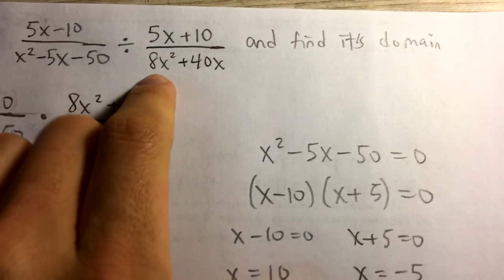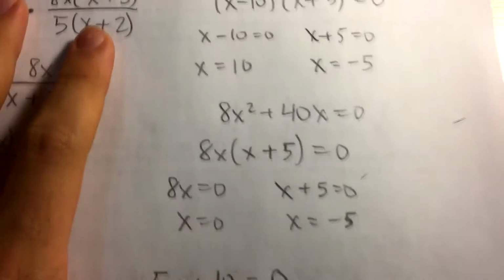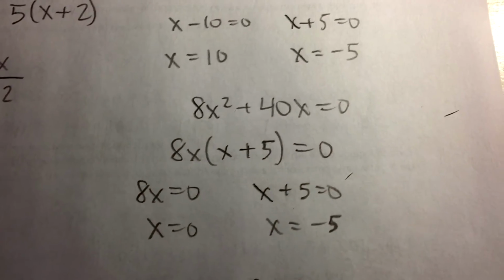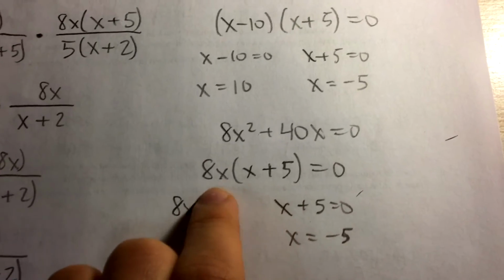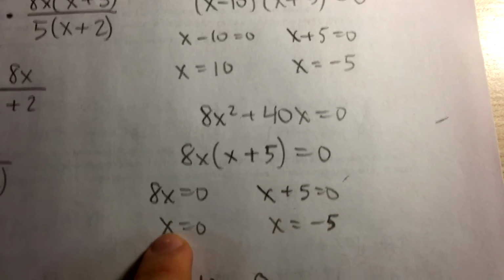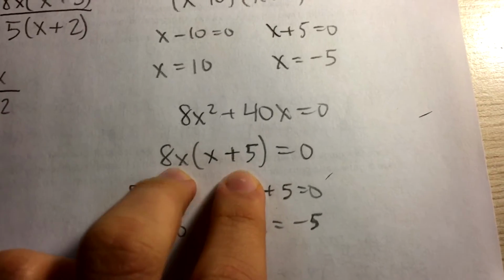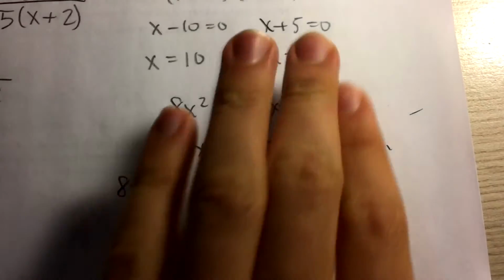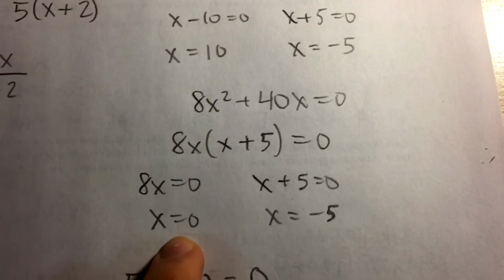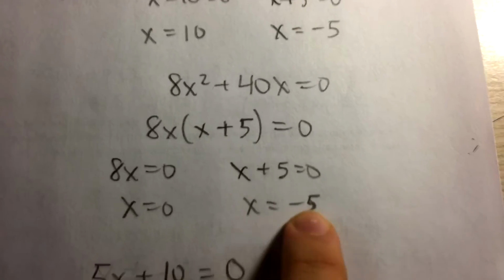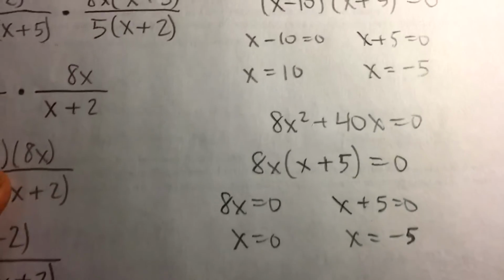Next, we move on to the next one, which is 8x squared plus 40x. So if we set that equal to 0, we can factor it. It's just like we did over here. Factor out an 8x, so it's 8x times x plus 5 equals 0. We have, again, the product of two terms is equal to 0. That means one of them must be equal to 0. And so 8x equals 0, that means x equals 0. Or x plus 5 equals 0, that means x equals negative 5.